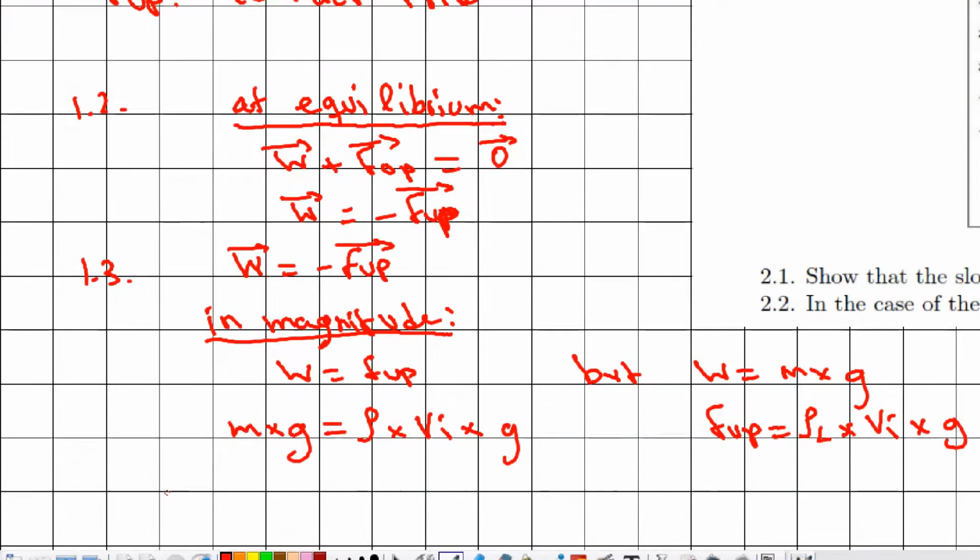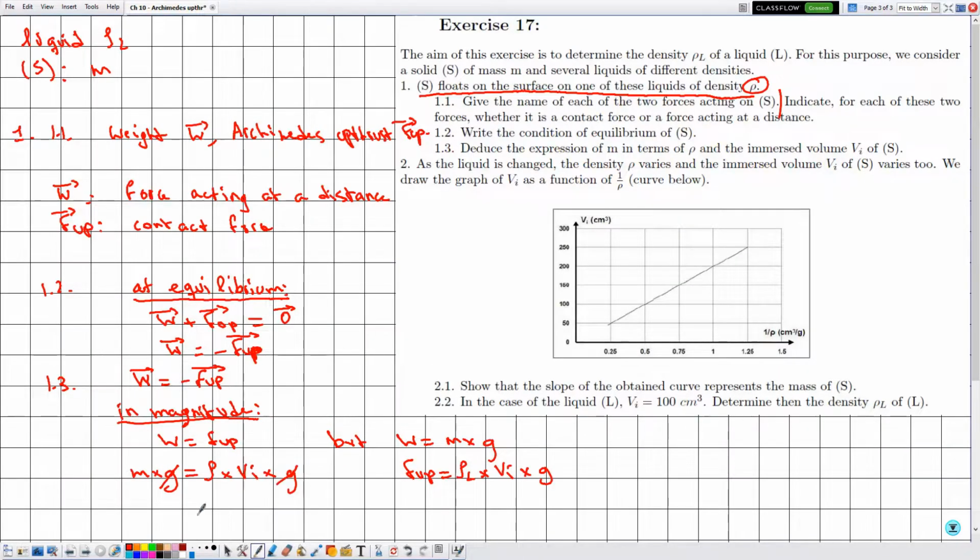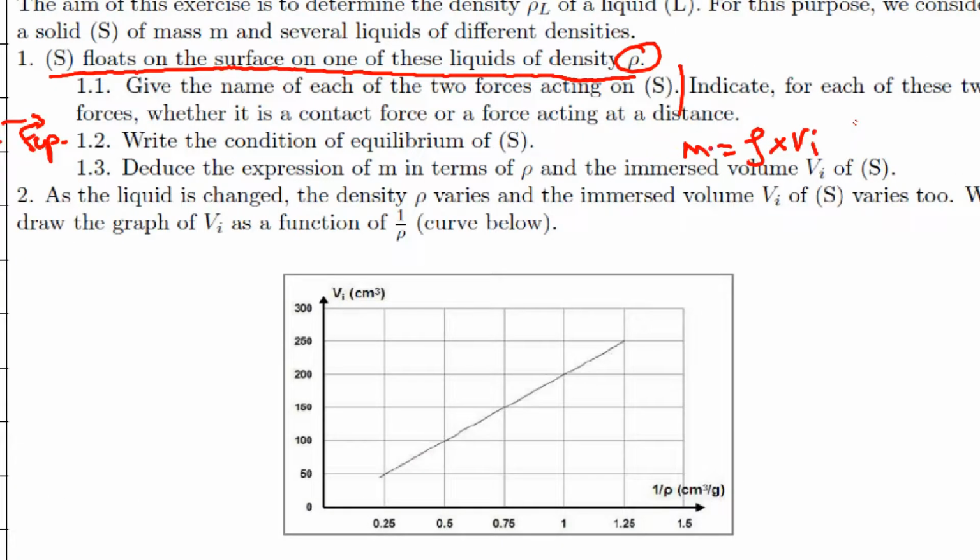Now this equation is independent of the value of G because we can simplify G on both sides. Then the expression of M in terms of rho and Vi is given by M is equal to rho times Vi. So this is the expression that we want. And let me write here that M is equal to rho multiplied by Vi. So indeed we have M on one side, and it's a combination between rho and Vi.